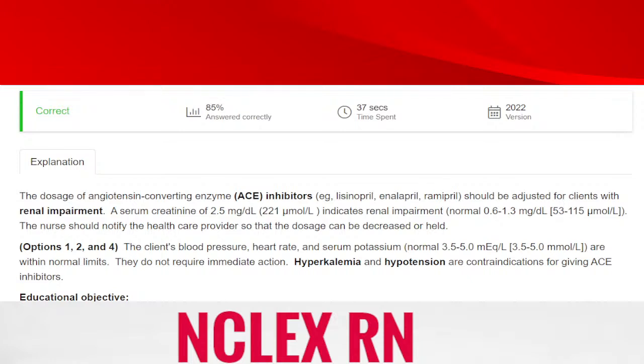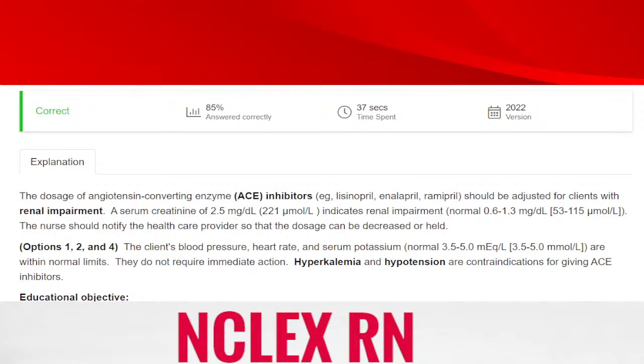Options 1, 2, and 4. The client's blood pressure, heart rate, and serum potassium, normal 3.5 to 5.0 mEq/L, 3.5 to 5.0 mmol/L, are within normal limits. They do not require immediate action. Hyperkalemia and hypotension are contraindications for giving ACE inhibitors. Educational objective: evaluation of kidney function is essential for clients taking medications that are excreted renally or can worsen renal injury.